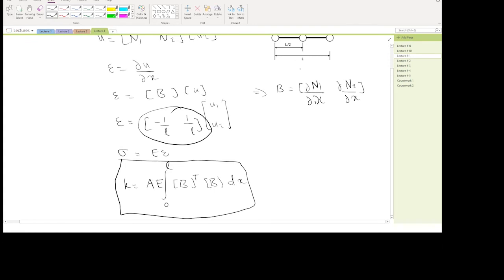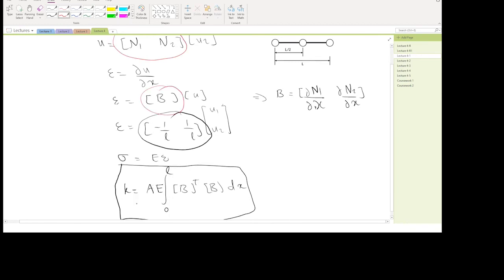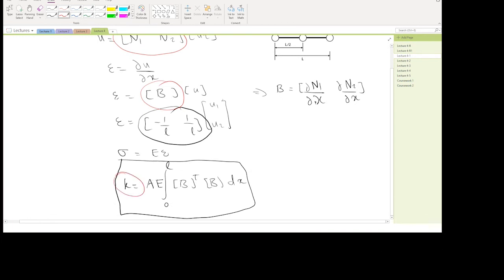Okay, so what we need to do for this new element here, we need to find the shape functions, we need to find the B matrix, we need to find the stiffness matrix. So these are the three things we are looking for. I'm going to just highlight them here. The shape functions, the B matrix, and the stiffness matrix. So this is a matrix. I'm just going to write it as a matrix.